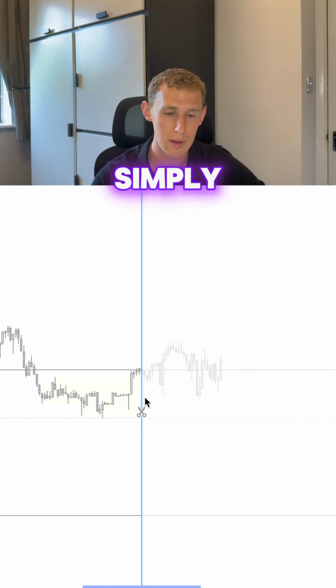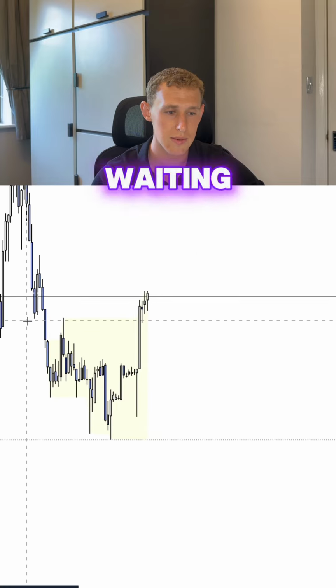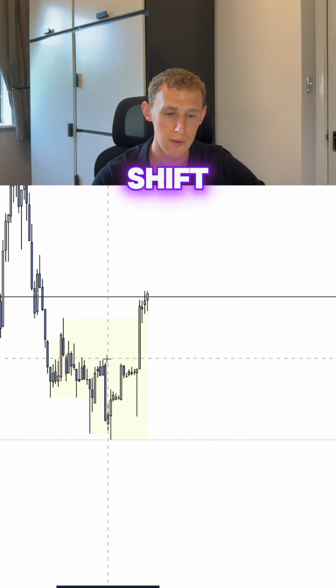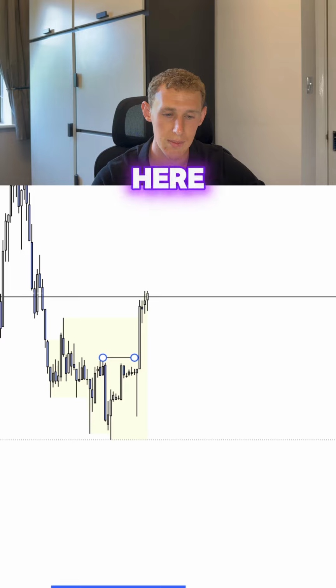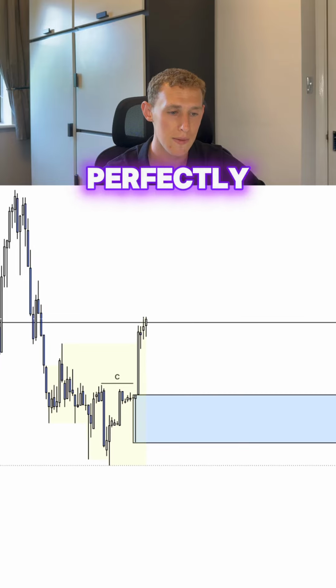Now, what I was simply waiting for here was once price came into the demand, I was waiting for the M5 time frame to shift bullish as it did just here. We then saw this area of imbalanced demand, and that is a perfectly valid entry.